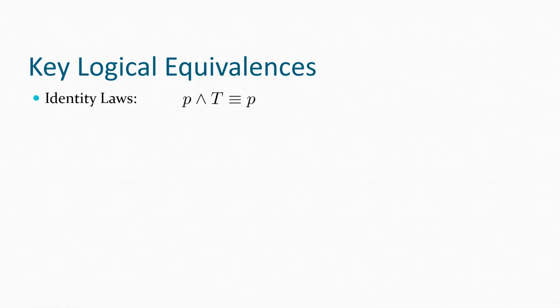Identity law, that is P and a tautology, a proposition which is true always. This T means a proposition which is true always. P and a tautology is equal to P. So we can see that if we have a proposition P, then it is either true or false. And if we have a proposition which is true always, then the conjunction of P and T gives us true, false. So from this column and from this column, you can see that P and T is equivalent to P, because the truth values of both propositions are the same.